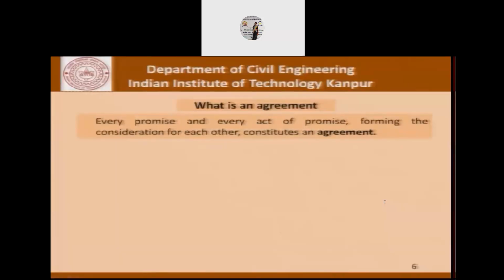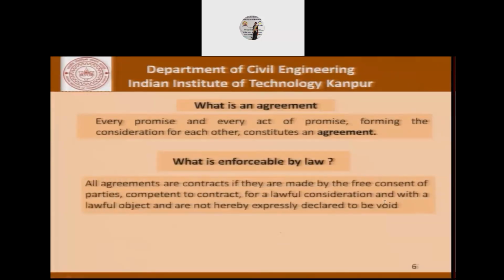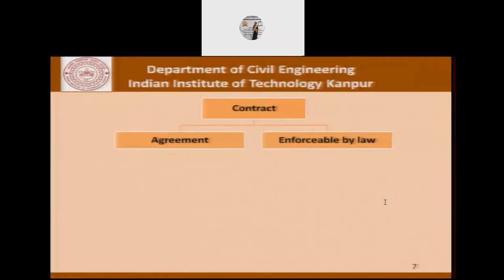So let's say every promise with consideration constitutes an agreement. That's what we defined just now. And when it is enforceable by law and entered into by competent parties, we consider it a contract, not void. So not only the object but also the consideration has to be lawful. If the payment is prohibited by law, then of course the contract becomes void.